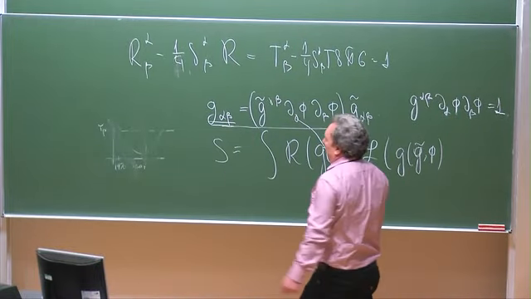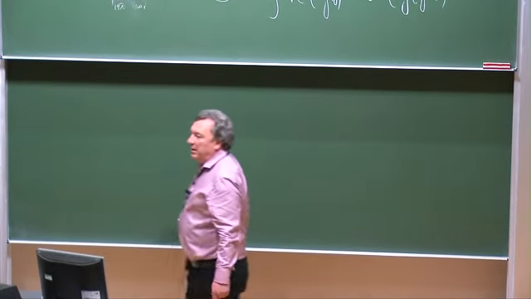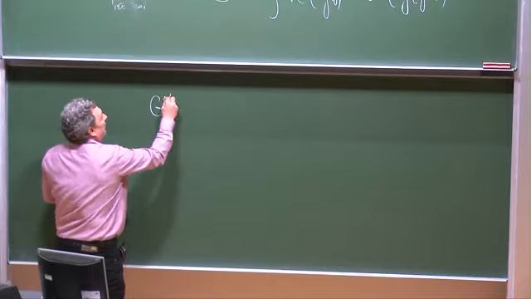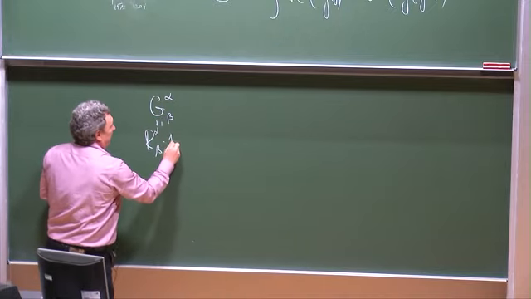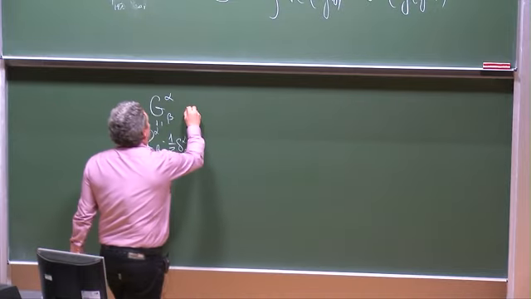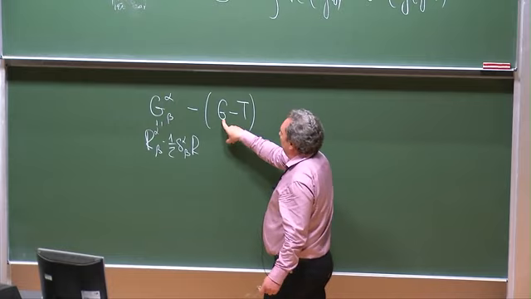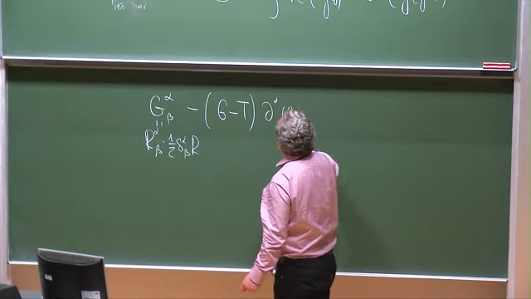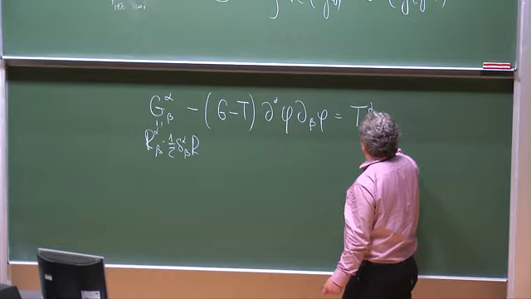Now, when you vary the Einstein action with respect to this auxiliary metric, then you are getting modified Einstein equations, which would look like the following. G alpha beta, where G alpha beta is the normal Einstein tensor, delta alpha beta, and then here minus G minus T, where G is the trace of this Einstein tensor, d alpha phi, d beta phi. And it will be equal to T alpha beta.